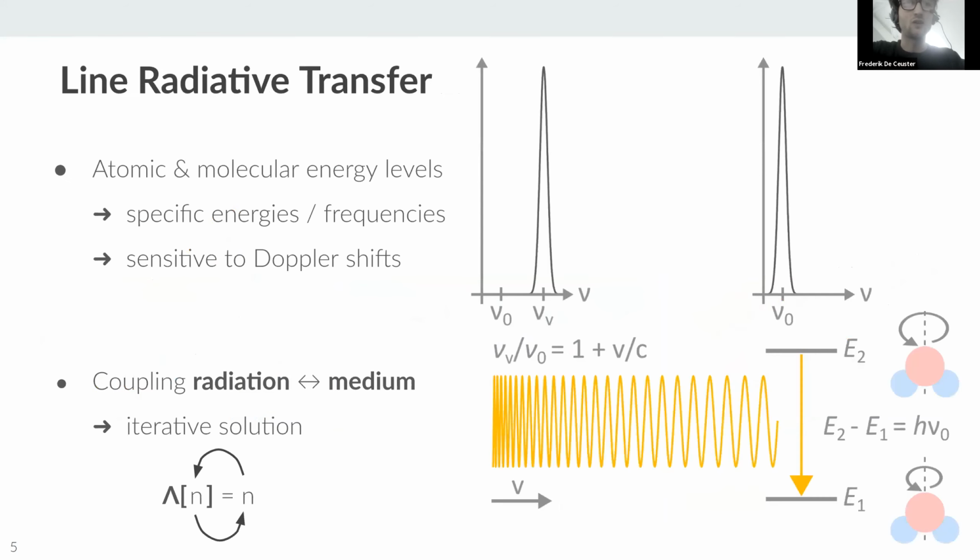So in this talk, I will focus on line radiative transfer, although we are also working to include continuum radiation and scattering. As I'm sure you all know, lines originate from transitions between quantized energy levels of atoms and molecules, causing distinct narrow features in emission and absorption spectra.